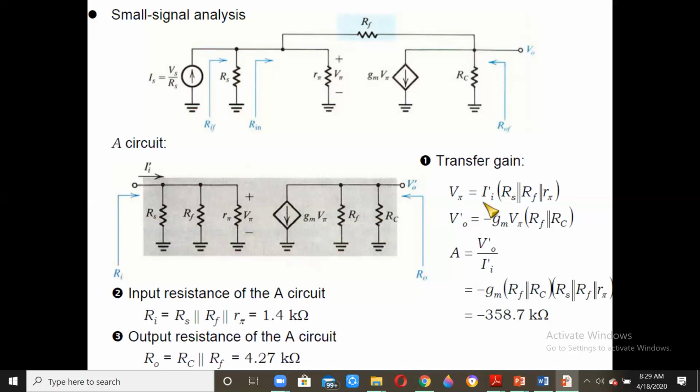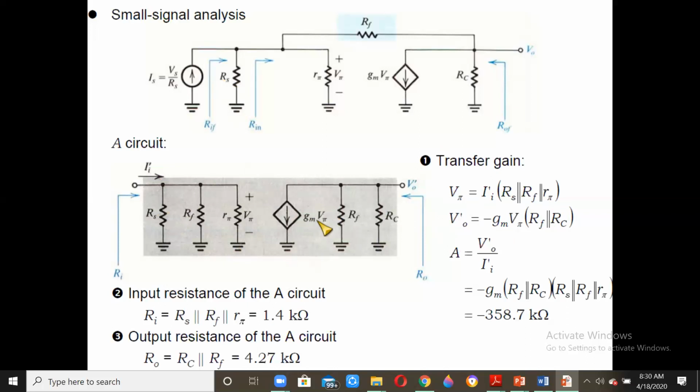The V pi value is the voltage across this over here, which is nothing but II dash, the current which is flowing here, multiplied by all the three resistors in parallel. That is going to give us the value of V pi. And V naught will be nothing but minus Gm V pi with RF in parallel with RC.